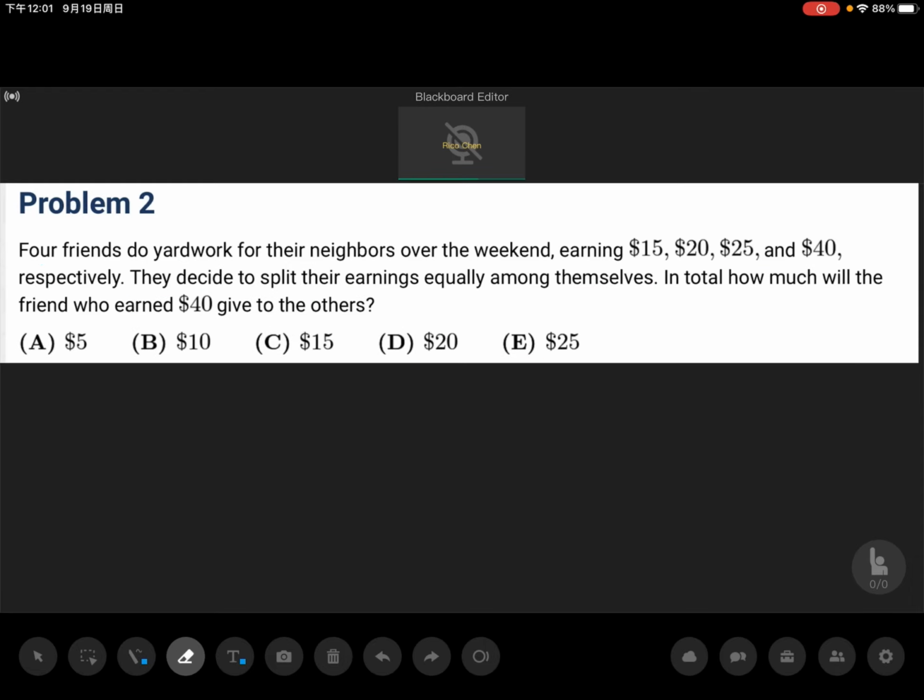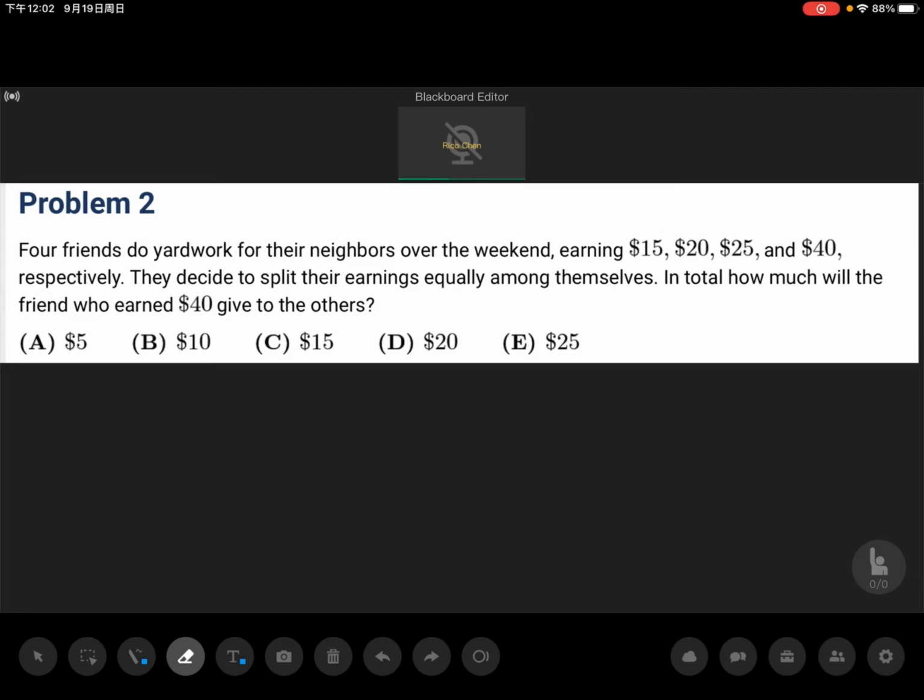Now, on to problem 2. 4 friends do yard work for their neighbors over the weekend, earning $15, $20, $25, and $40 respectively. They decide to split their earnings equally among themselves. In total, how much will the friend who earned $40 have to give to the others?